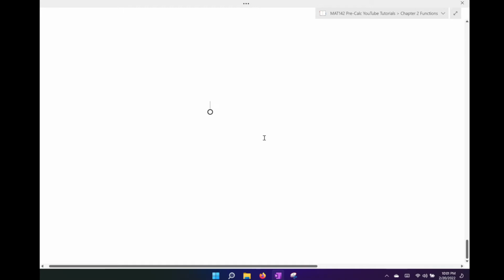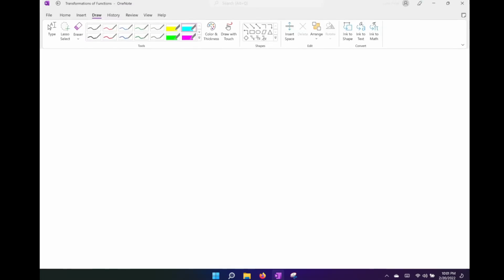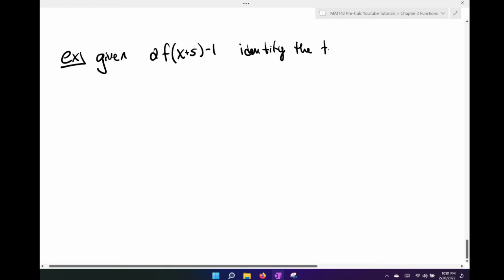So if I gave us like a really just very dry example here, nothing too fancy, in other words, I could give us something like this and say, okay, given 2 times f of x plus 5 minus 1, identify the translations. Okay? Now, remember, we do have those 5 steps. So let's go ahead and let's look at those steps.